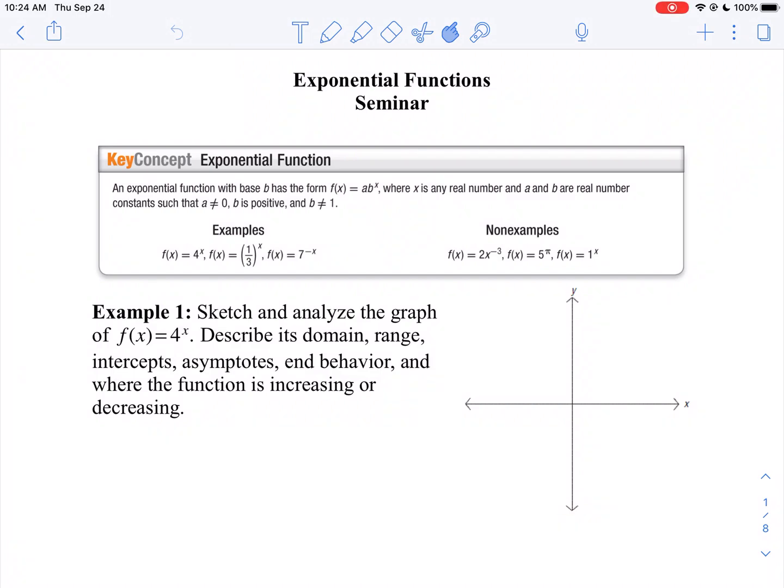Hello, in this lesson, I want you to evaluate and analyze and graph exponential functions. I want you to solve problems involving exponential growth and decay. Some vocabulary we're going to come across is algebraic function, transcendental function, exponential function, natural base, continuous compound interest.